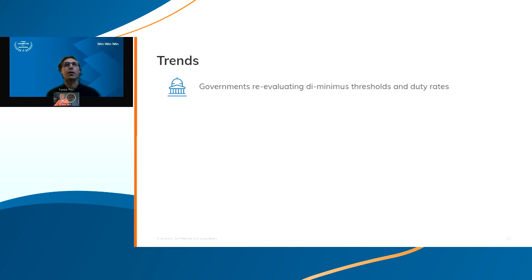For those of you who aren't familiar with what de minimis is, it's the line which is set, the dollar amount or the local currency amount set by a country, where anything below that line is duty-free when it's imported into that country. Anything above that line incurs duty. So here in the US, it's a very high line. The de minimis value here is $800.